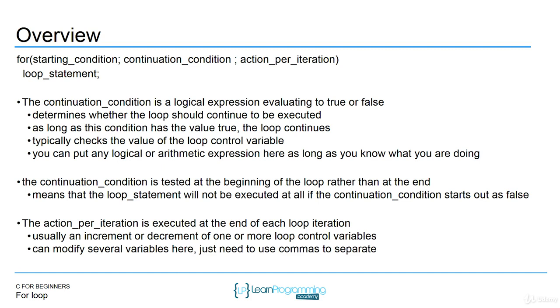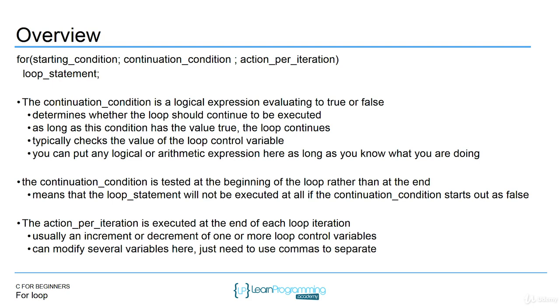The action per iteration, which is at the very end of the for loop after the second semicolon, usually does some kind of modification of the loop control variable. It will increment it or decrement it if it's a loop counter, or if it's a sentinel loop, it may ask the user to enter more input. You can also do more than one modification of a variable. You can modify the loop control variable and you can modify other variables. You just have to separate them by commas.